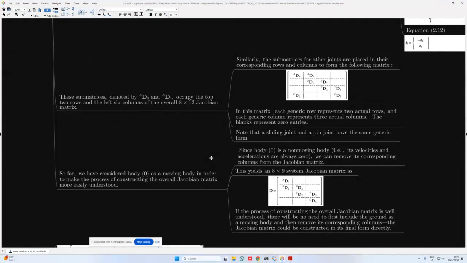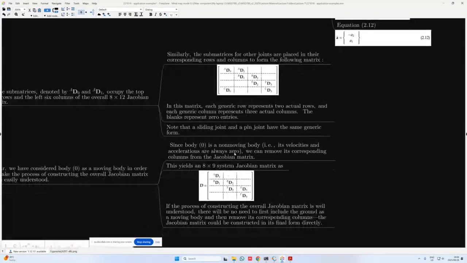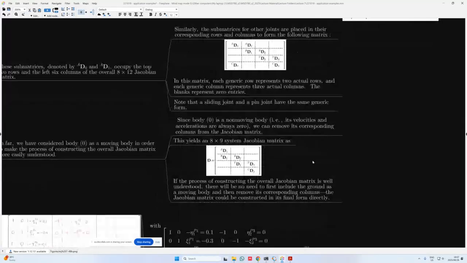But since body 0 is a non-moving body, so its velocities and accelerations are always 0, we can remove its corresponding columns from the Jacobian matrix, and this then yields an 8 by 9 system Jacobian matrix, which is shown in this case over here. So we simply remove this first column that we have. If the process of constructing the overall Jacobian matrix is well understood, there will be no need to first include the ground as a moving body and then remove its corresponding columns. We can directly define the Jacobian matrix in its final form.